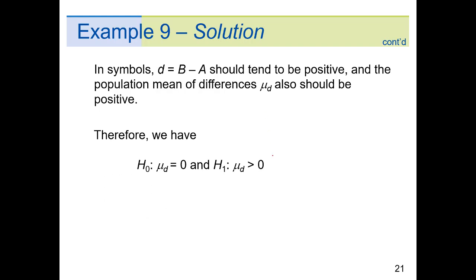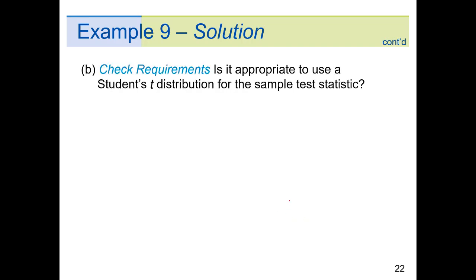This is important: read the problem carefully, because we might think, oh, well, we want it to go down, so that's going to be negative. No, no, no, no, no. Read the problem carefully. Can we use student's t here? Yes, we can, because we can find a standard deviation s, and we can use t also because the data is approximately normal.